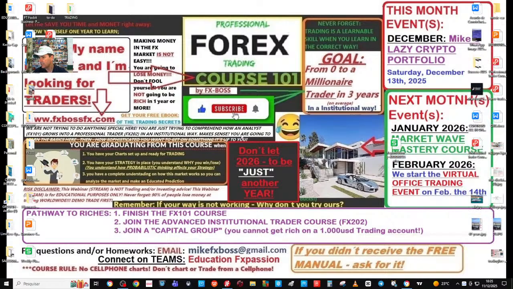Today we have lesson 56, how to adjust the confirmation Fibonacci in an uptrend. As always, everybody, the goal is to bring you from 0 to a millionaire trader in 3 years in an institutional way. You're first an analyst, then you become a trader. Never forget, if your way is not working, why don't you try ours? And a risk disclaimer, this stream is not trading or investment advice. We are here to learn, alright?